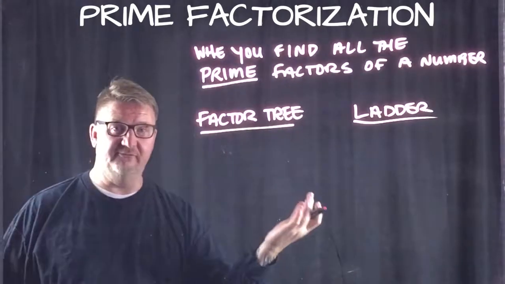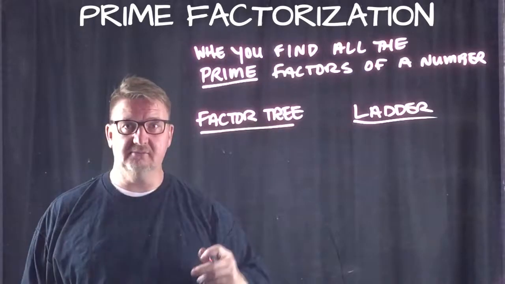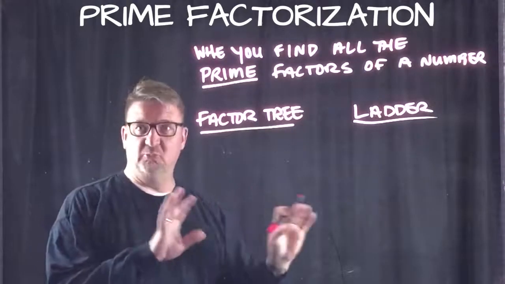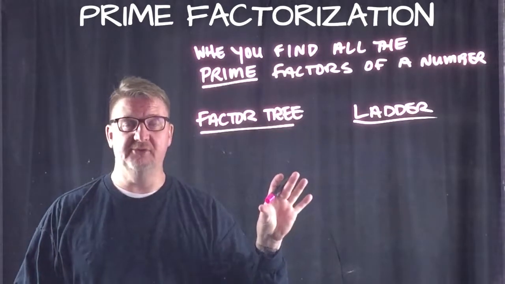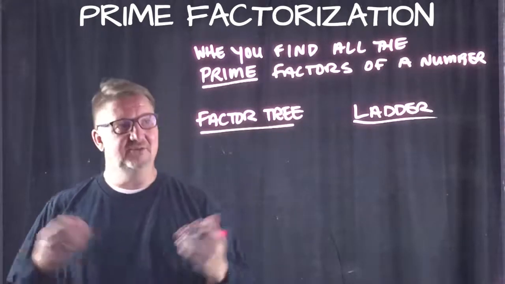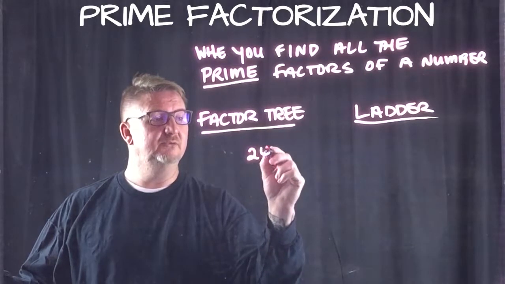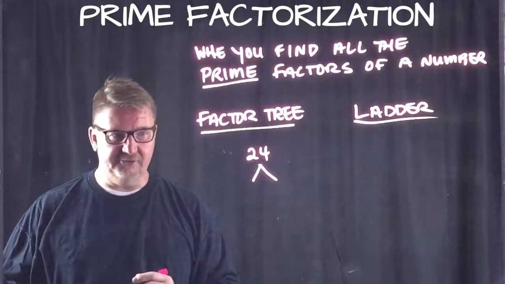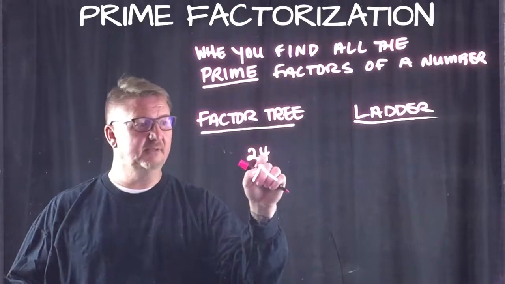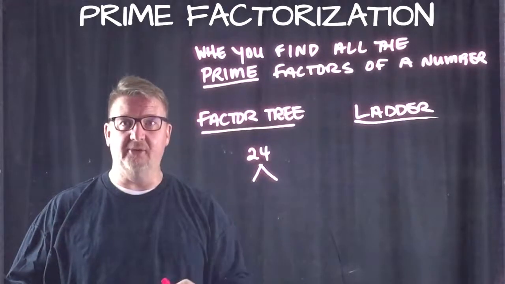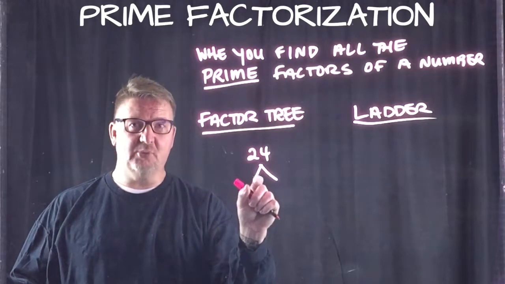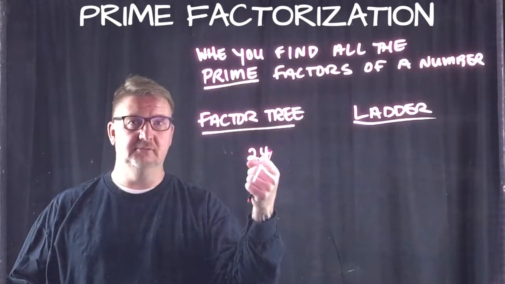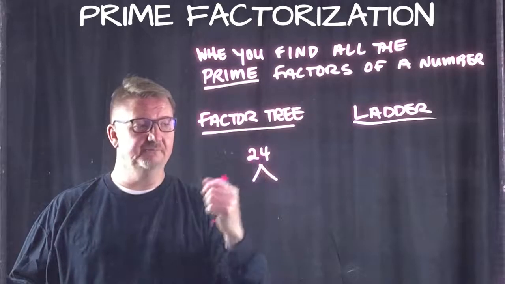Now, I may ask you specifically to use one of these methods, but when you're just trying to figure out the prime factorization of a number, you can use either method that you prefer. All right, so let's start with an example of 24. To use the factor tree, you just write the number you're trying to factor and a little up arrow here. And then what you want to do is find the smallest prime number that will divide into this number here.